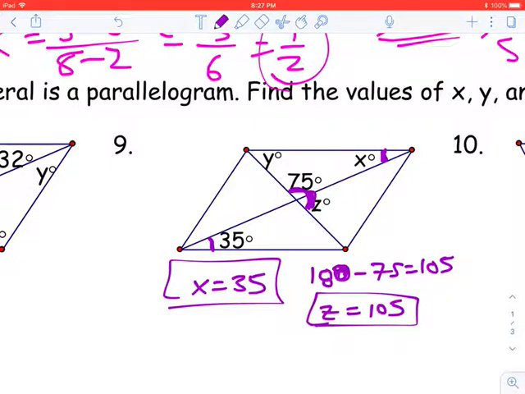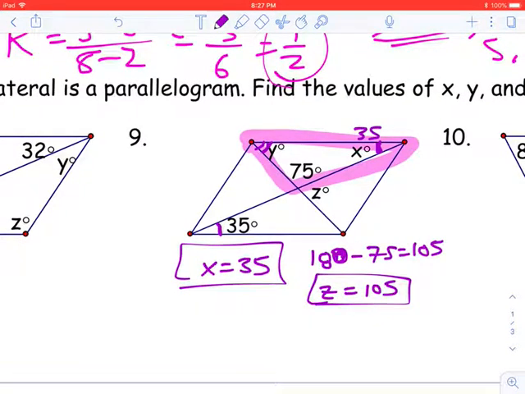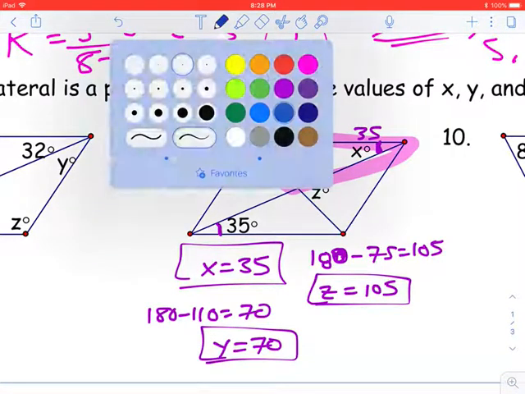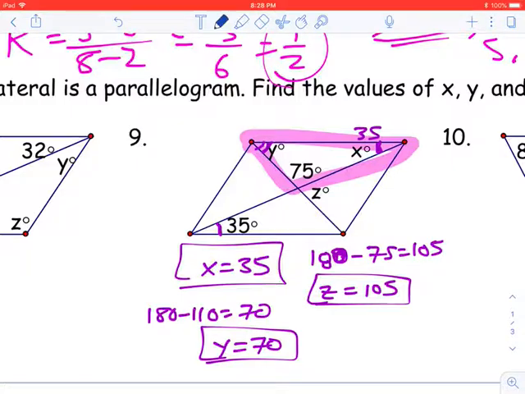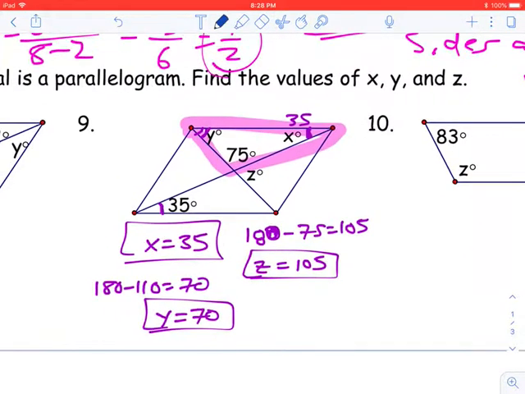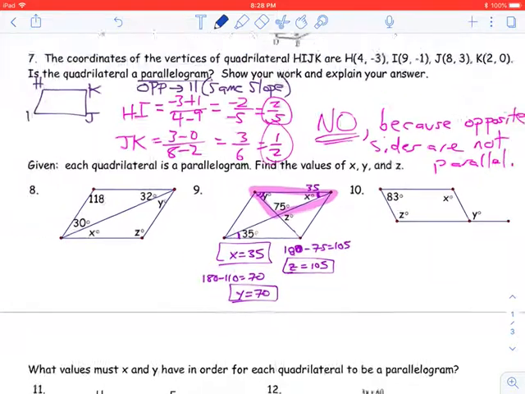And then to find y, since we already found x, we can just look at this triangle here. I already said this was 35, and since I have a triangle there, I can just add those two together and subtract from 180. So 75 plus 35 is going to give me 110, and 180 minus 110 is going to give me 70. So y equals 70. So you can always use the triangles that are created from these different things, okay? From these parallelograms, quadrilaterals, whatever it might be, all right?